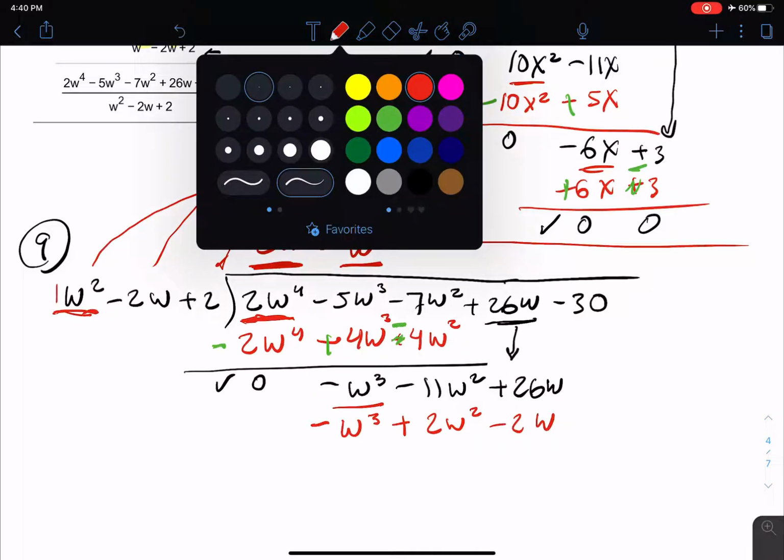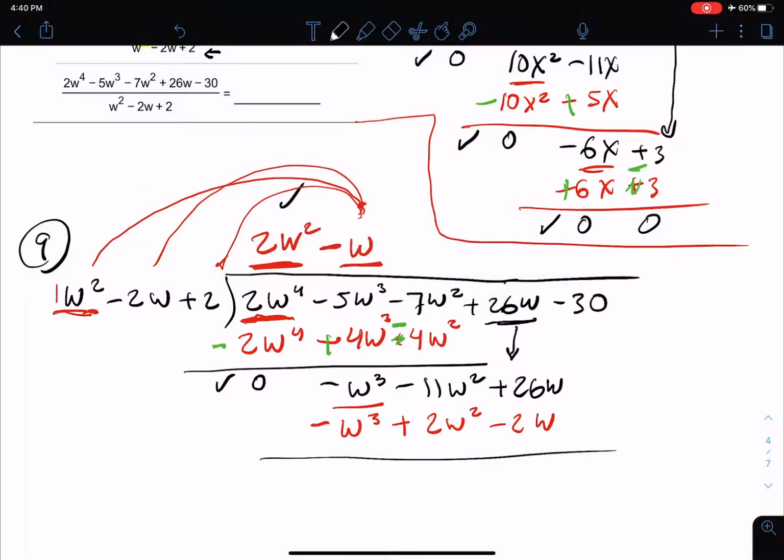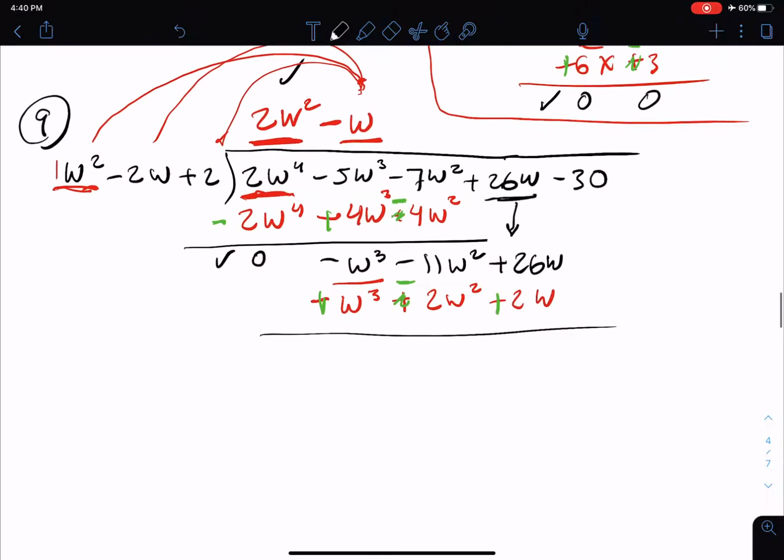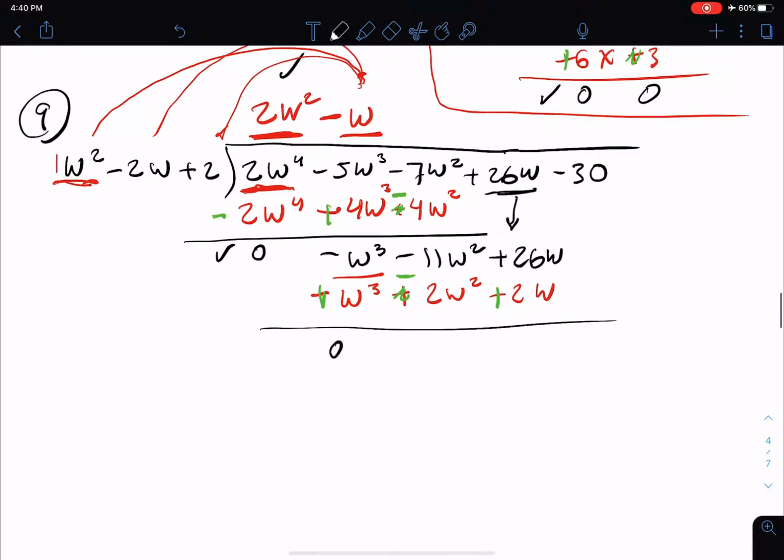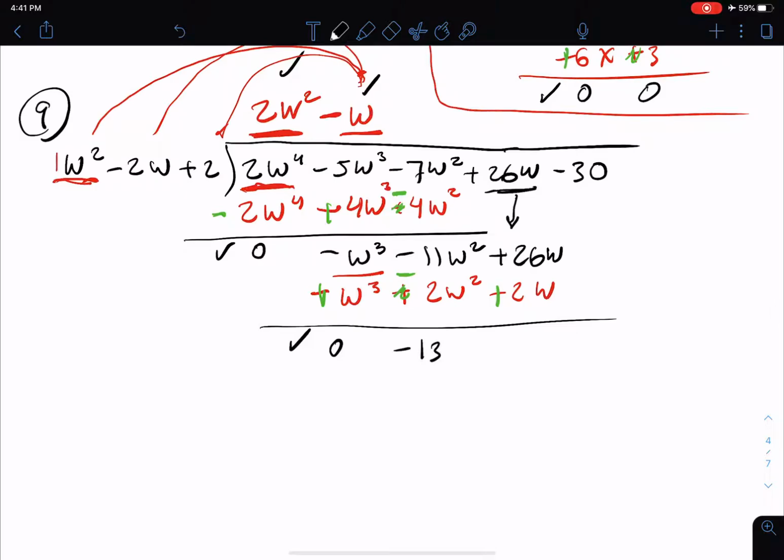Next step is to do our subtraction. The best way we like to do subtraction is changing the signs. Change the signs and simply add them up. And I explained why we do that, so I'm just jumping into that now. Negative w cubed and positive w cubed, 0, so that confirms we definitely got the right term right there. We've got a negative 11 and negative 2, which makes negative 13w squared.